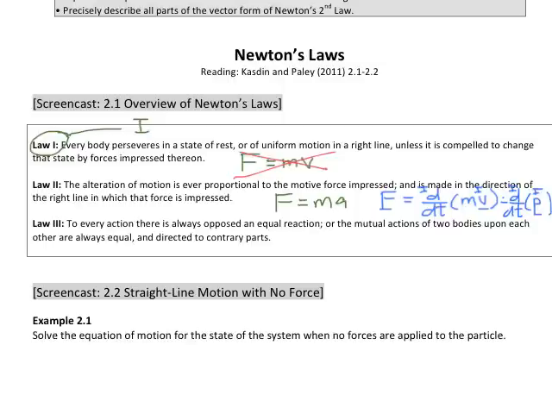So this wraps up a quick discussion of the principles that are contained within Newton's three laws that appeared in Principia Mechanica several hundred years ago. And in the next screencast, we'll start to put some math onto these ideas.